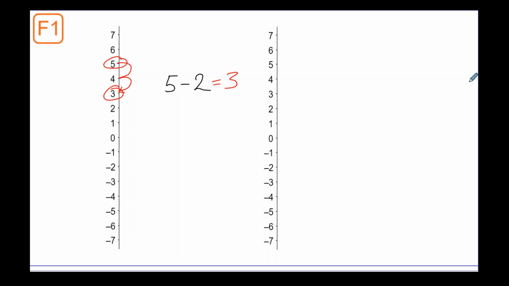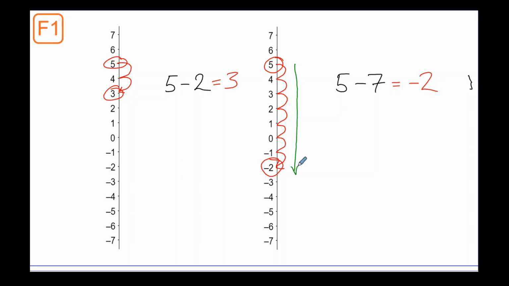What if we had chosen 5 take away 7? Once again, we start at 5 on the number line. But we have to count down 7 spaces. 3, 4, 5, 6, 7. I'll get the answer of negative 2. In this case, we went all the way past 0 on the number line to get a negative answer.